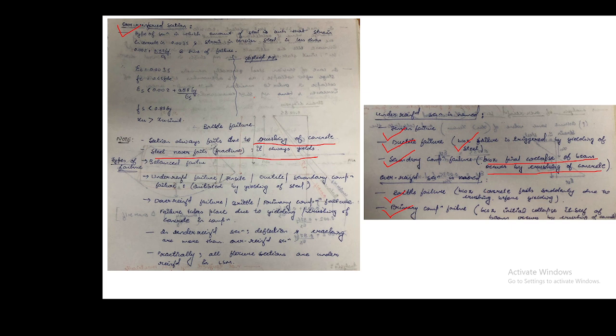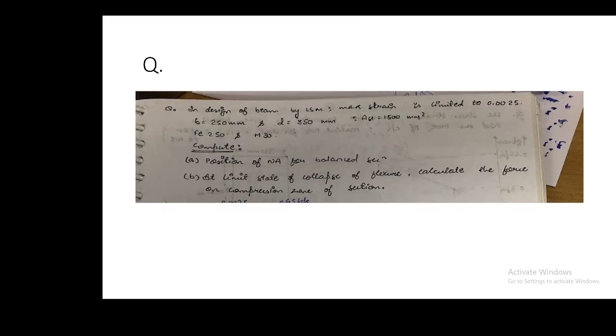Why is it not good? Because concrete fails suddenly due to crushing before yielding, and you will not get any sign. Your beam will directly collapse and is hazardous for the safety of the people. So we'll try to solve these questions, and then for today we can wind up.